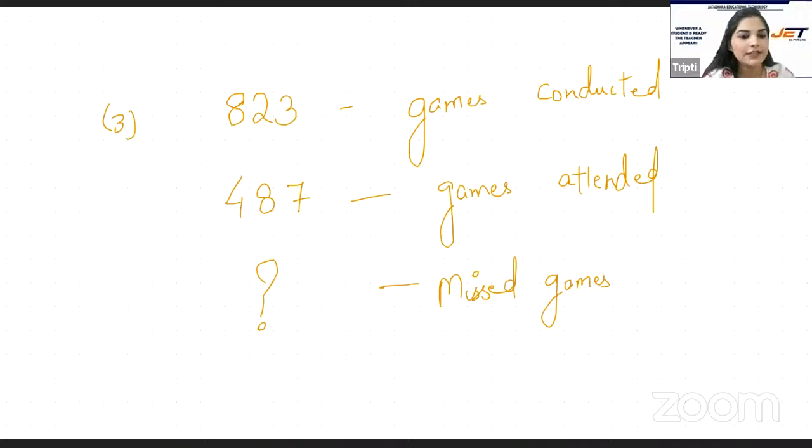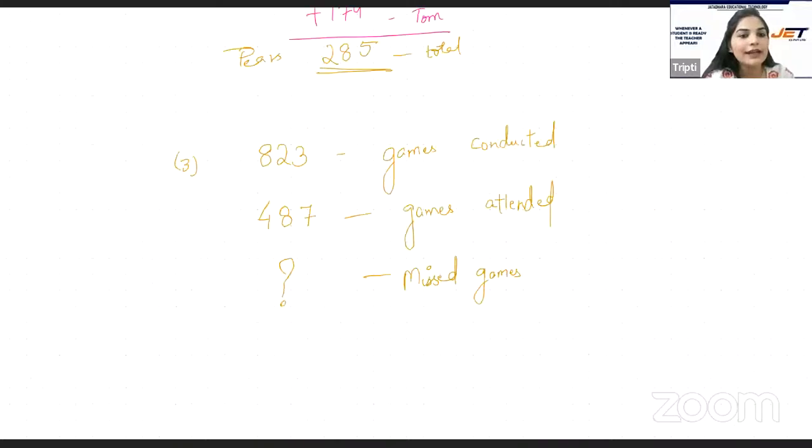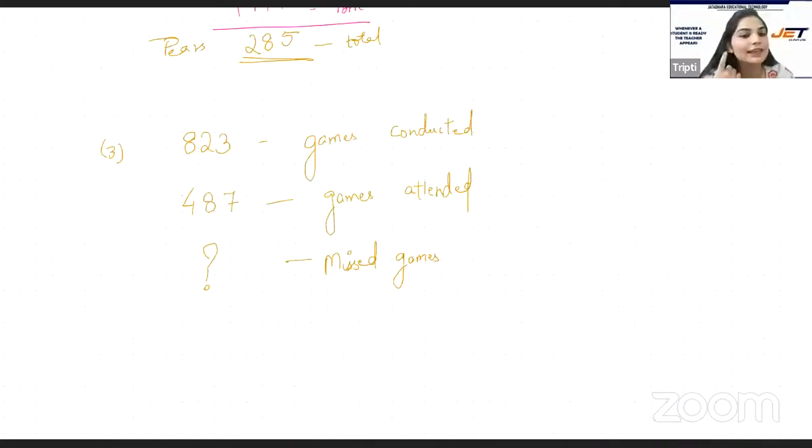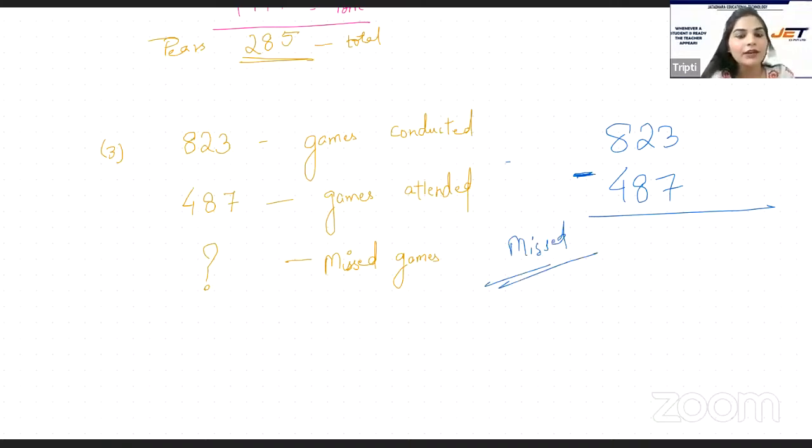All right, it's time to see the answer. Here, conducted games are 823, and the games that she attended were 487. How many games did she miss? Out of the total games conducted, you need to take away the ones she attended. If we find the difference between them, we can find out how many games she missed. So let's subtract them.